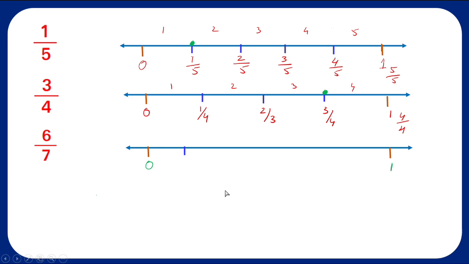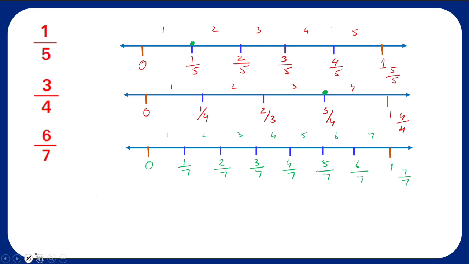For that reason, you have to draw 6 lines: 1, 2, 3, 4, 5, and 6. 6 lines have to be drawn in order to divide this interval into 7 equal parts: 1, 2, 3, 4, 5, 6, and 7. And hence the first one represents 1/7. This is 2/7. This is 3/7. This is 4/7. This is 5/7. This is 6/7. And the last one is 7/7, which is 1.